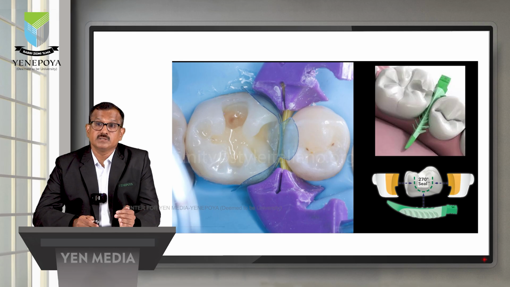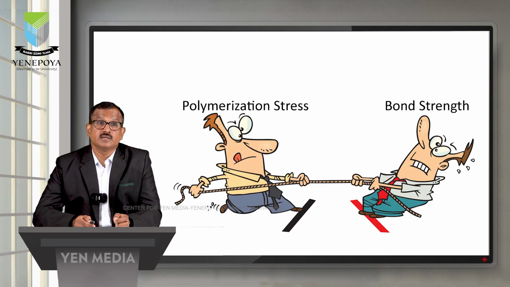Then comes another system wherein you can see how a 270-degree seal is given. When you keep this with the separator and wedge it properly, anchoring it well, you see how nicely it adapts to the proximal aspect and how well contoured a restoration we can get.